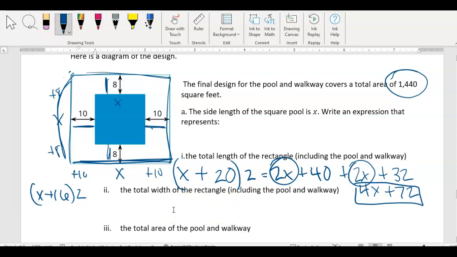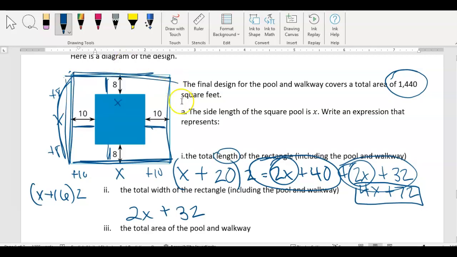All right, so, oh, I'm sorry. You know what? I did the total length the whole way around, but I guess it just wanted the width. So let's say that the width is this one, 2x plus 40, and the length can be 2x plus 32. When it said total length, I just calculated all the way around the perimeter, but I just wanted one side and then another side.